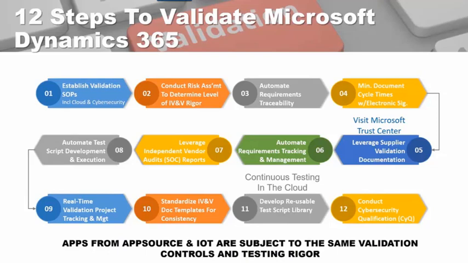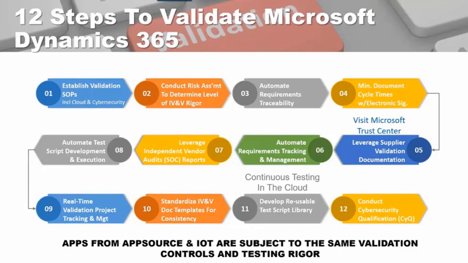If you haven't already, visit Microsoft's Trust Center. You can get the Service Organization Control reports and all of the detail you need to validate Dynamics 365 and Azure. You want to automate your requirements tracking by using the automated system in Cloud Master 365. You want to leverage these SOC reports and add your own independent audit reports.